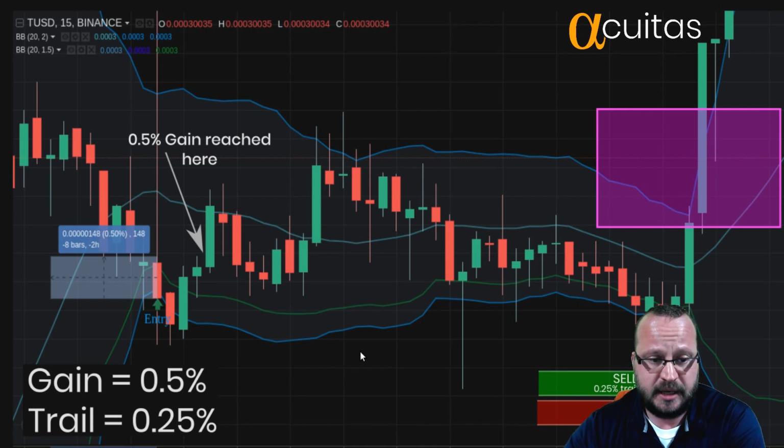So on the chart behind me, I've pulled in a 15-minute TUSD chart. And I've drawn a box over here that's kind of showing what 0.5% looks like. And we're assuming that my gain in my strategy is 0.5% and my trailing is 0.25%. So what happens is this is a back test, so it's operating on closed candles. Normally in live trading or paper trading, you probably would have entered somewhere over here. But for the sake of this discussion, let's just say that's where the strategy wanted to enter.